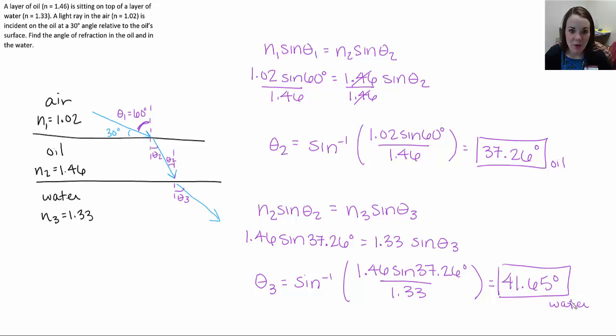So go ahead, play around with this, see if you can experiment with some other examples similar to this using what's called Snell's law, this equation that we just applied, and see if you can work it out on your own. Good luck.